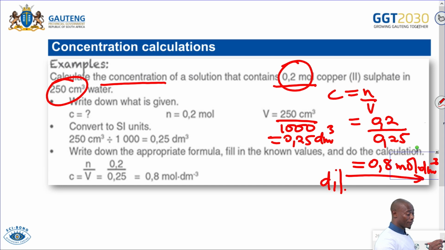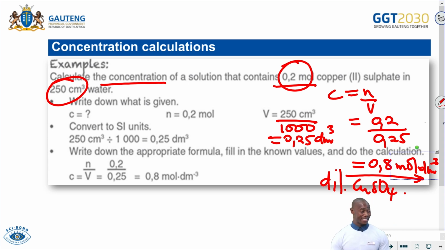Copper(II) sulfate, which is CuSO4. Why am I saying it's dilute? Because the concentration of it is less than 1. So if the concentration is less than 1, how do we interpret that answer? It means that it's dilute, and if it's greater than 1, it is going to be concentrated. So it's dilute, this one, because the concentration is less than 1.